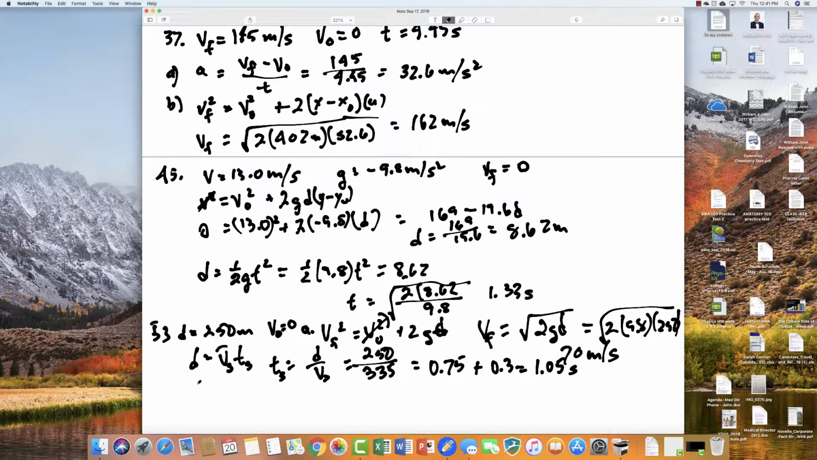Then we have to determine how long it takes for the rock to get to the bottom. And so if we put in the numbers for that, we got 2 times D over G. So that's the square root of 2 times 250 over 9.8. And that time is 7.14 seconds. And so he has about 6 seconds to sit there and think about it. And so he has plenty of time to get out of the way.